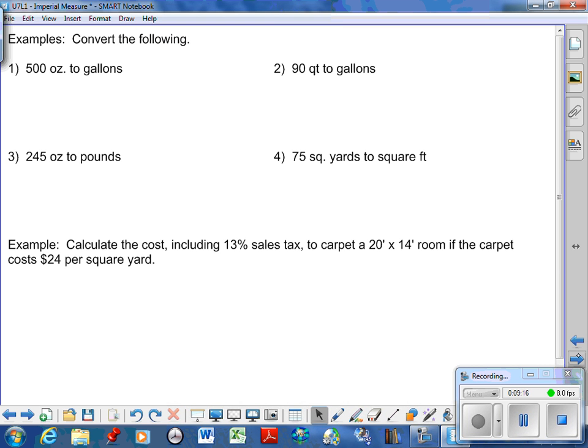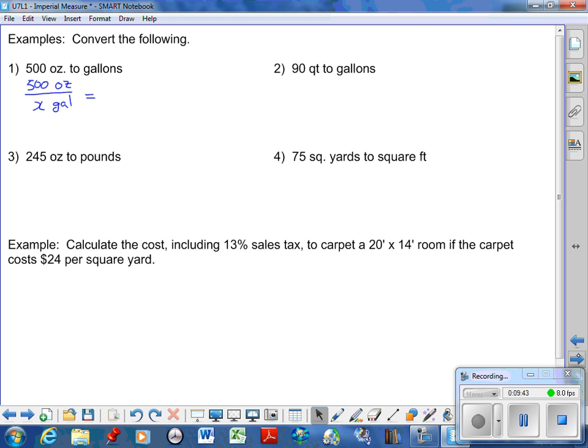So how do you do conversions? Let's say 500 ounces to gallons. This is the way I'm going to show you. Because you've done similar triangles at the start of the year, we're going to follow that pattern. So 500 ounces, you're going to write this as a fraction. 500 ounces over X gallons. We don't know how many gallons.